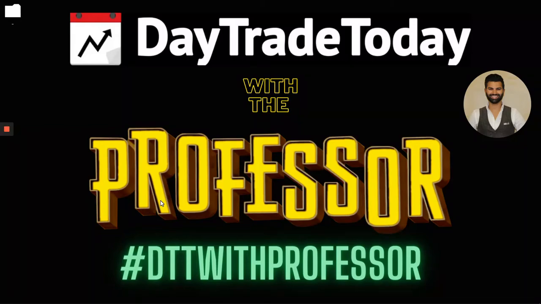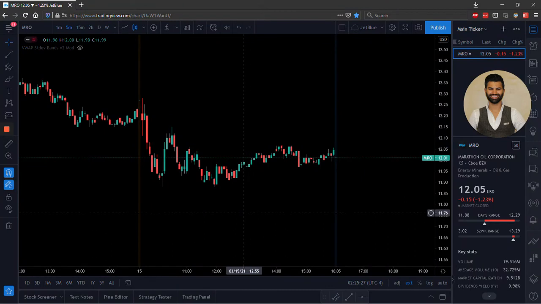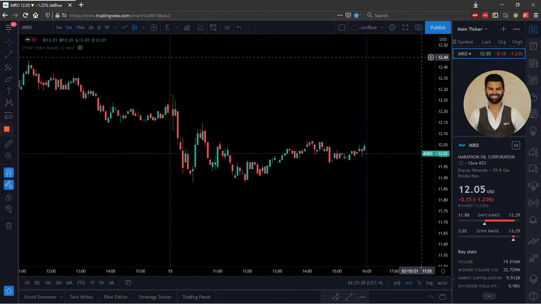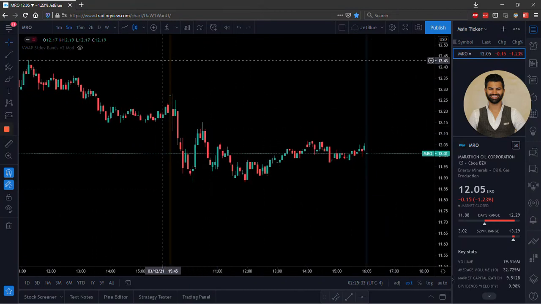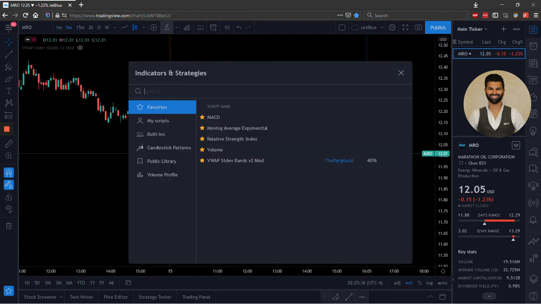Let's talk about the 3-layer VWAP. Let's get into it. So we got our ticker here, MRO. Where you guys are going to go is we're using TradingView as always. We're going to go right here, FX. And I already have it starred.